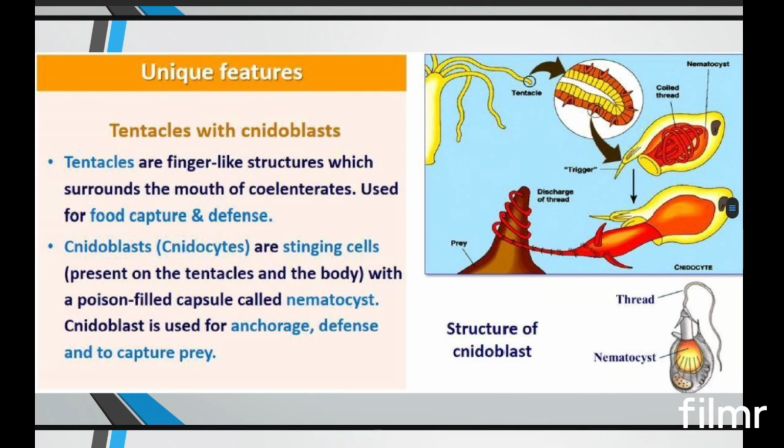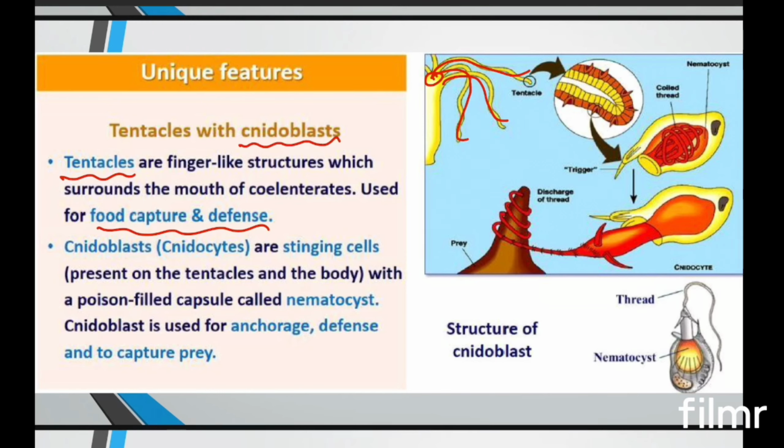And here, as I told you, there are some specialized cells called cnidoblasts. Because of the presence of these cnidoblasts, the name Cnidaria came. In some organisms, like Hydra, there are tentacles, which are finger-like structures surrounding the mouth part. This is Hydra; in front of the mouth part there will be long thread-like structures called tentacles. These tentacles are sticky, there will be a sticky substance, and this is used for food capturing and defense mechanisms. And in these tentacles the specialized cells are there.